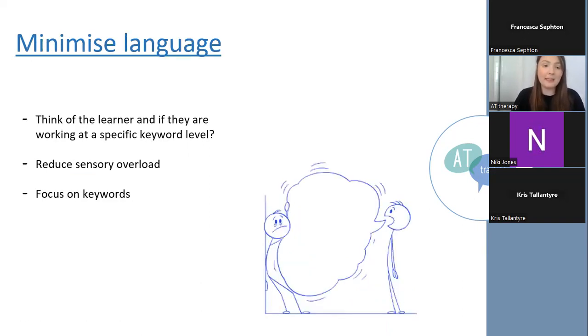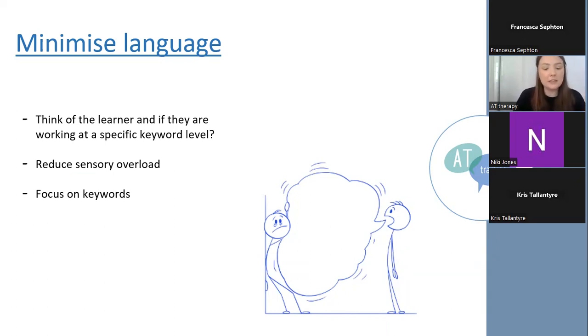Moving on to minimizing language. Minimizing language when giving instruction is crucial, especially for learners functioning at a keyword level. So providing concise guidance is essential to prevent cognitive overload. For instance, complete sentences like go and hang your coat up in the cloakroom and then put your lunchbox on the trolley with your water bottle and come and take your seat. That can overwhelm quite a lot of students and learners.